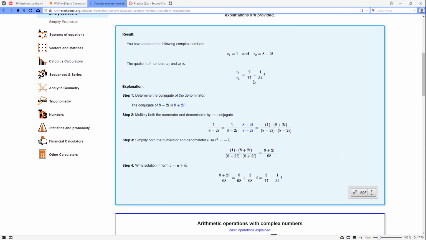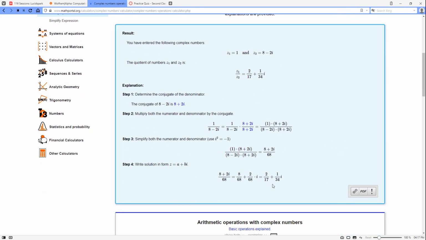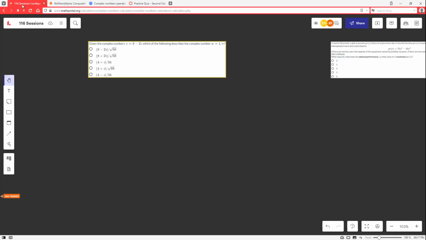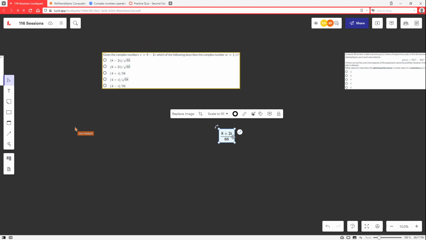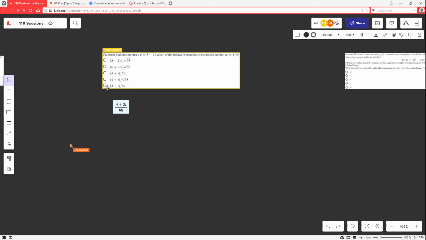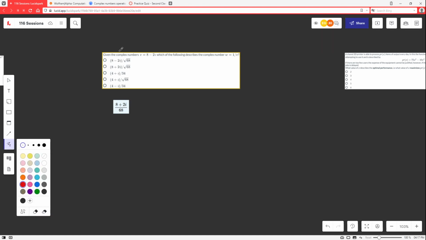Now, this doesn't look like any of the answers, so we can go back a couple of steps, and we see we have 8 plus 2i divided by 68. None of these match up, because the other one's 68, the other one's the square root. But because we have 2i, we can divide the whole thing by 2. And we get 4 plus i over 34. 4 plus i over 34 is this one. The answer is the third one. We can simplify the expression a bit and see that this one is the answer.